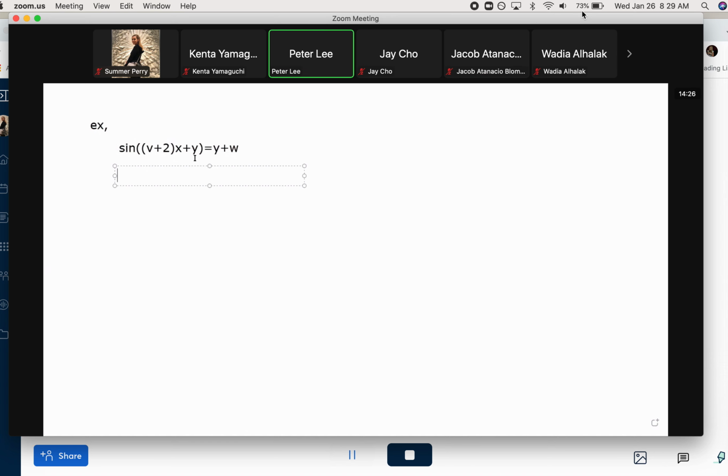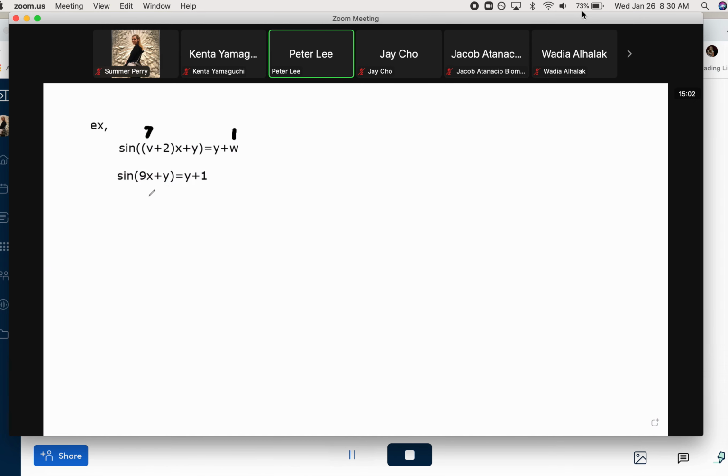Okay, so you want this V to be 7? So we want the sine of 8x, and for W you want 1. Okay, so we want this, right? Oh wait, could you do a sine of 9x plus y? Sorry, sine of 9x plus y. Okay, sine of 9x. I see, you said V equals 7. My mistake. So basically V is 7 and W is 1.